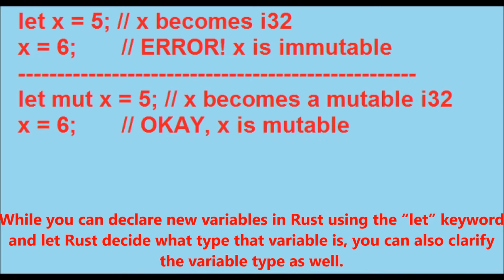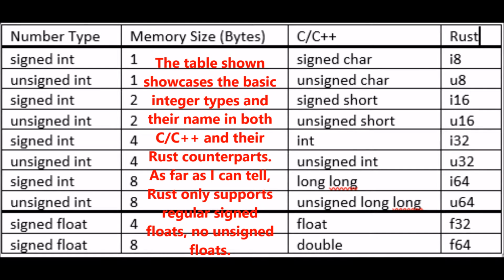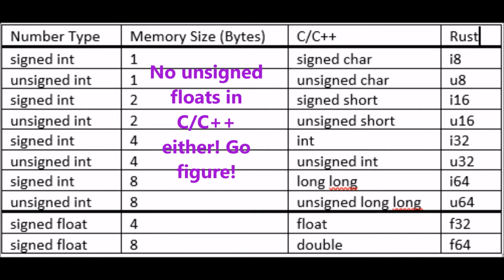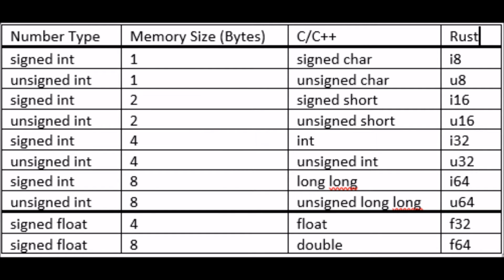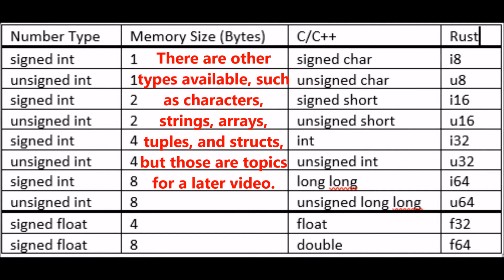While you can declare new variables in Rust using the let keyword and let Rust decide what type that variable is, you can also clarify the variable type as well. The table shown showcases the basic integer types and their names in both C, C++, and their Rust counterparts. As far as I can tell, Rust only supports regular signed floats, no unsigned floats. There are other types available, such as characters, strings, arrays, tuples, and structs, but those are topics for a later video.